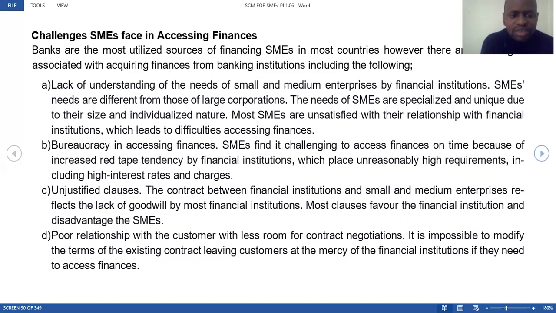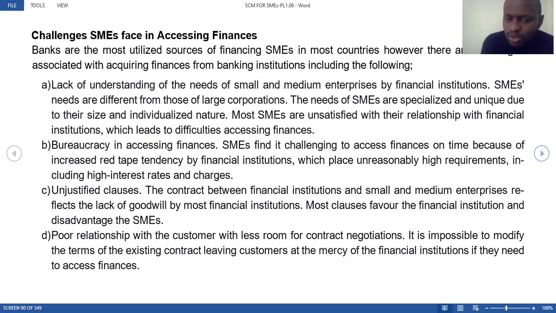Then we have unjustified clauses. We have different clauses within the contract that are not even clear. When you want to take money from the financial institution, some hidden clauses are not normally communicated at the right time. So you end up getting this information later after you have sunk into the financial institutions. Therefore, this might affect the business or the small, medium enterprises.